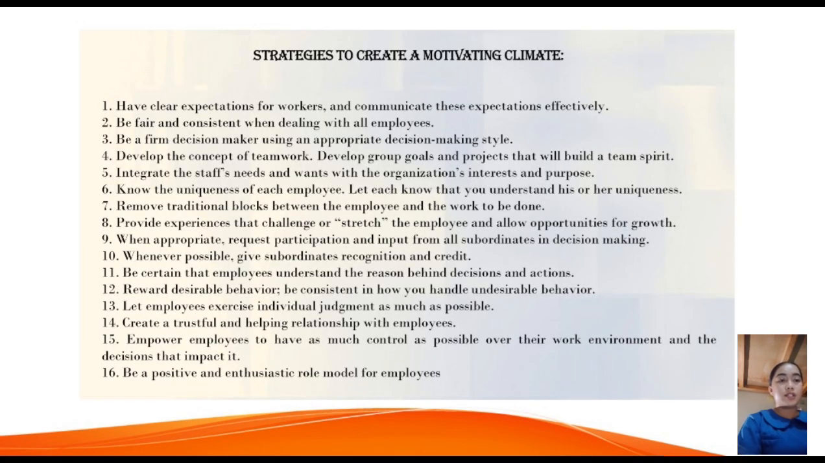So here are the strategies to create a motivating climate. First, have clear expectations for workers and communicate these expectations effectively. Be fair and consistent when dealing with all employees. Be a firm decision maker using an appropriate decision making style. Develop the concept of teamwork. Develop group goals and projects that will build a team spirit. Integrate the staff needs and wants with the organization's interests and purpose. And know the uniqueness of each employee. Let each know that you understand his or her uniqueness.